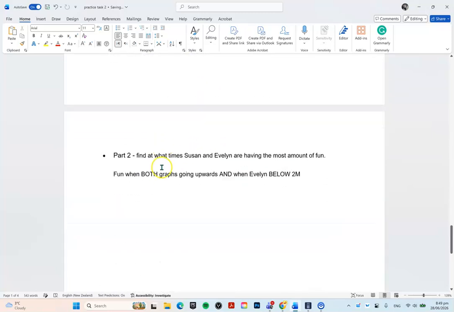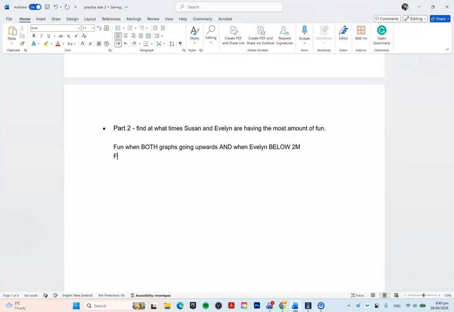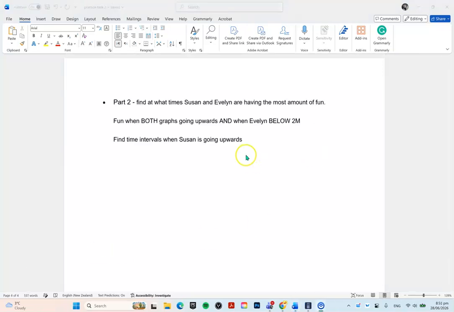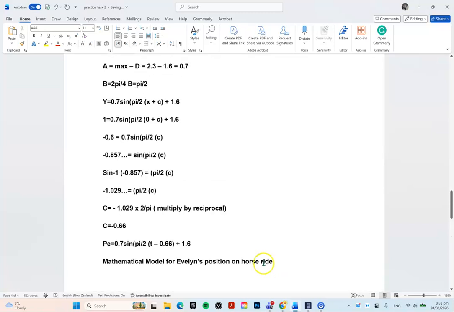So we are going to find time intervals when Susan is going upwards. Okay, so we also need to establish a time period. Now the time period is going to be the lowest common multiple of Susan and Evelyn, right? Because that's when the whole pattern's going to repeat again.